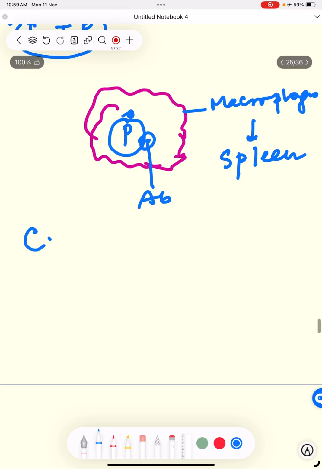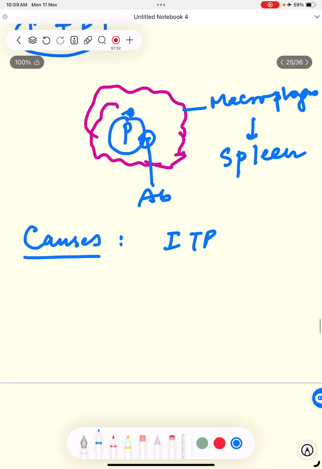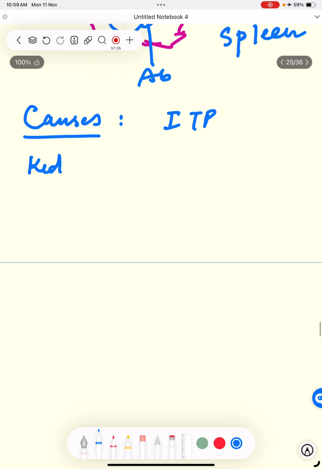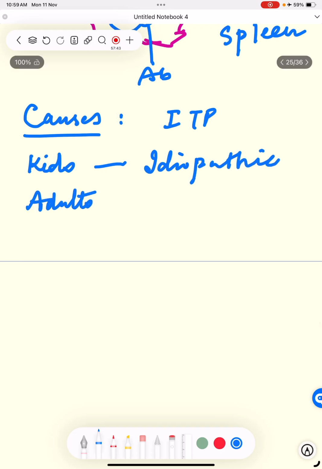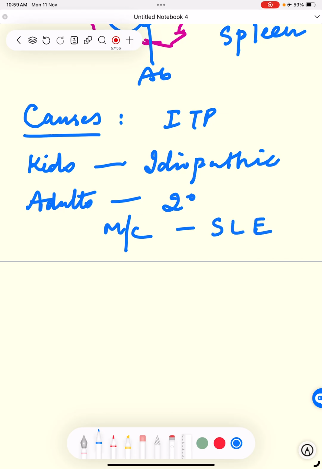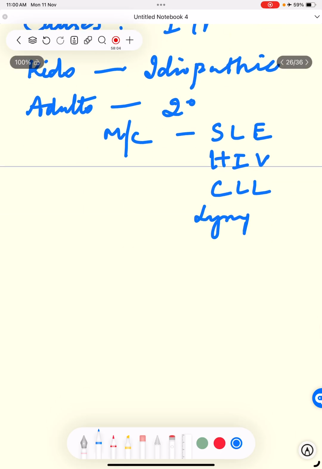Right. Now let's talk of the causes of ITP. Now, in case of children, majority of the times it's idiopathic. But if the cases come in the age group of adults, sometimes there could be secondary causes that we need to rule out. Most common of them is SLE. Other infections like HIV, leukemias, and lymphoma.